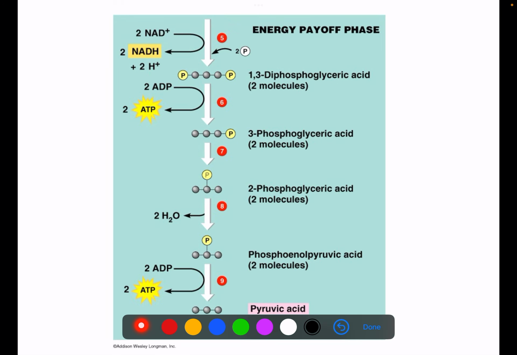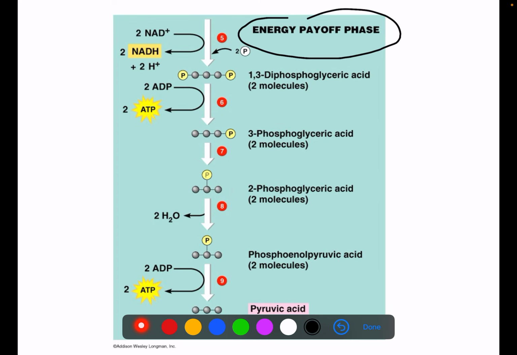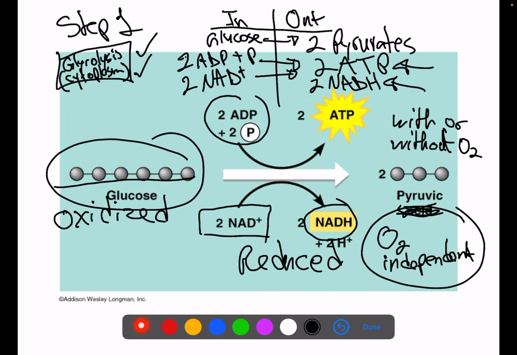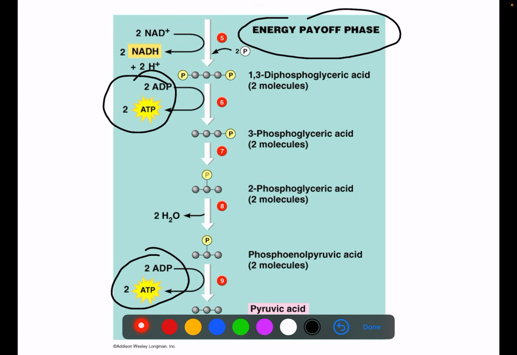Okay, then comes the energy payoff phase, right? So in the previous slide, we saw the preparation phase where we invested 2 ATPs. So 2 ATPs went in. In the payoff phase, we get 2 ATPs from this one step, and then we get 2 more ATPs from this second step. So 2 ATPs were invested, 4 ATPs were returned. That's a net gain of 2 ATPs. And that's why you see those 2 ATPs there. All right? So 2 ATPs invested, 4 come out. And then here's the part that does the reduction step.